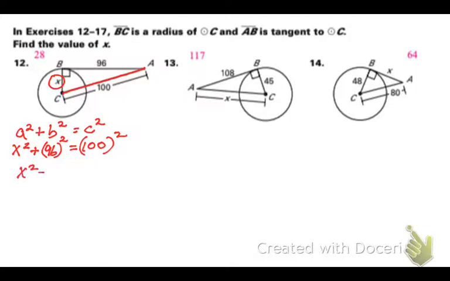So x squared plus 9,216 is equal to 10,000. These numbers are pretty big, but that's okay. For x squared, you subtract 9,216 from both sides, you get 784. You take the square root. Okay, x is equal to, you pop the square root of 784 into your calculator, and it turns out it's a nice even number of 28.